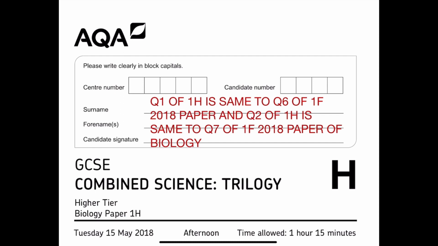In this video, we will discuss AQA Combined Science Biology Paper 1H, June 2018. Question number 1 of 1H is the same as question number 6 of 1F, and question number 2 of 1H is the same as question number 7 on 1F, June 2018 Biology paper. Please ignore the question numbers in part 1 and part 2 of this paper.